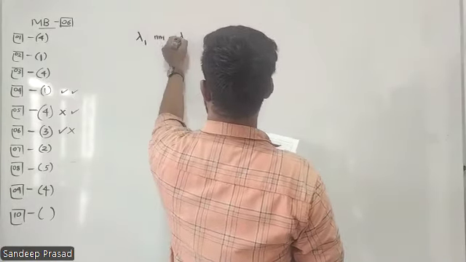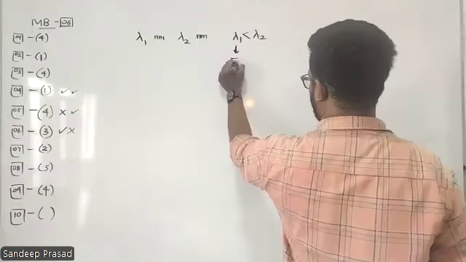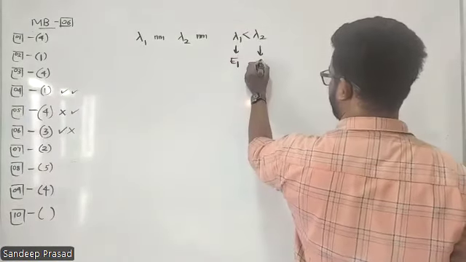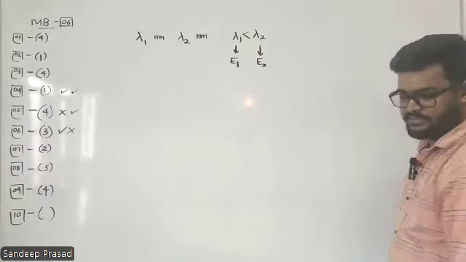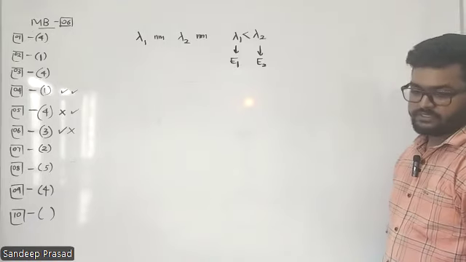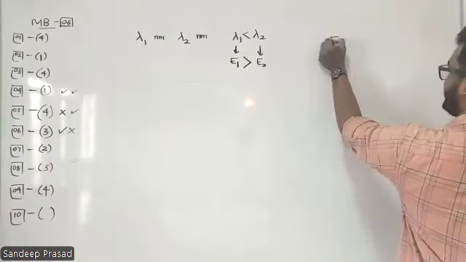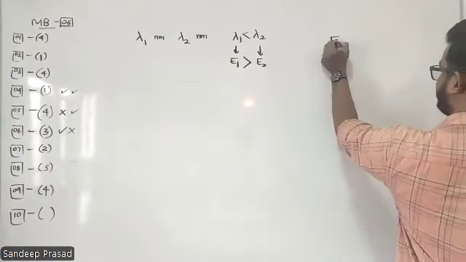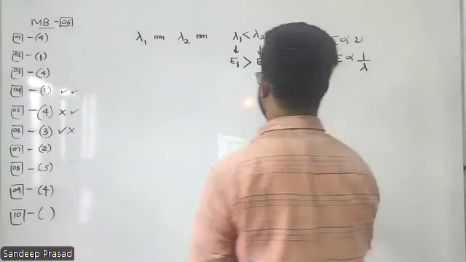Students, if we consider the energy corresponding to lambda 1 as E1 and the energy corresponding to lambda 2 as E2, which one is the largest energy, E1 or E2? If lambda 2 is the greatest wavelength, then E1 is greater than E2, because we learned that energy is directly proportional to the frequency and inversely proportional to the wavelength. So therefore E1 is larger than E2.